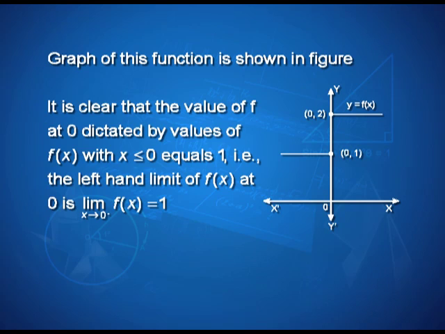The graph of this function is shown in the figure. Here this is your x axis, x dash o x, and this is the y axis, y o y dash. You can see the points (0, 1) and (0, 2) and it represents y is equal to f of x. It is clear that the value of f at 0 dictated by the values of f of x with x less than or equal to 0 equals 1, that is, the left hand limit of f of x at 0, limit of f of x as x tends to 0 minus, is equal to 1.